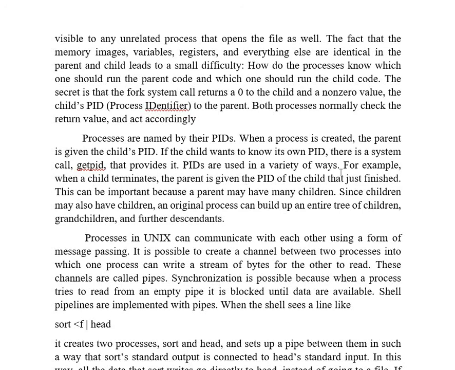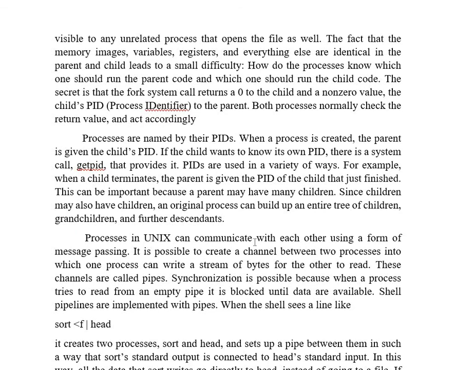PIDs are used in a variety of ways. For example, when a child terminates, the parent is given the PID of the child that just finished. This can be important because a parent may have many children. Since children may also have children, an original process can build up an entire tree of children, grandchildren, and further descendants.